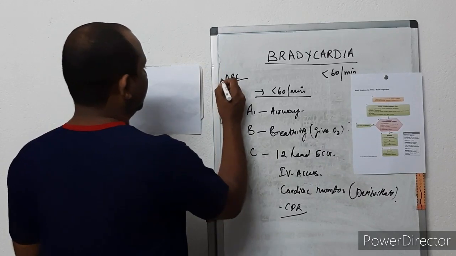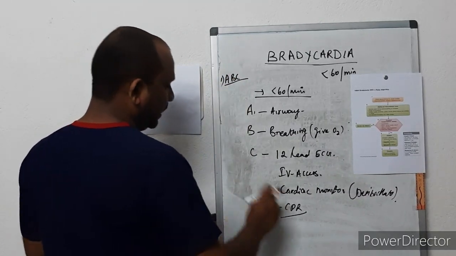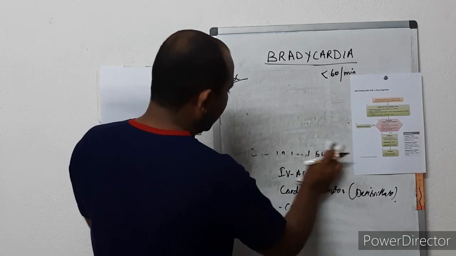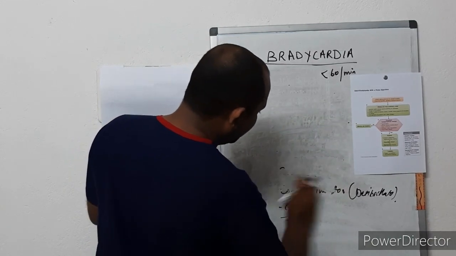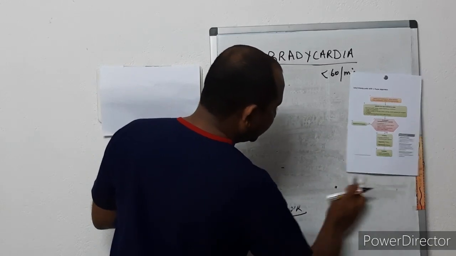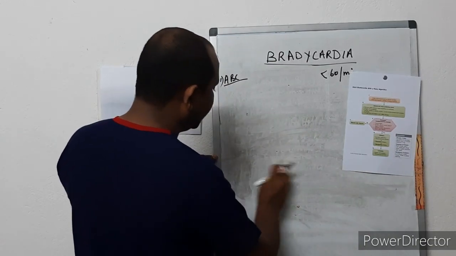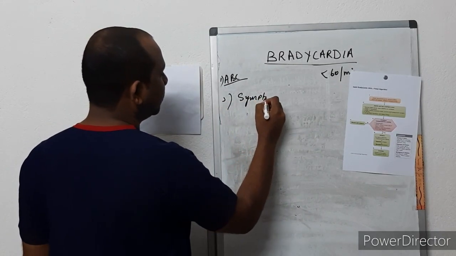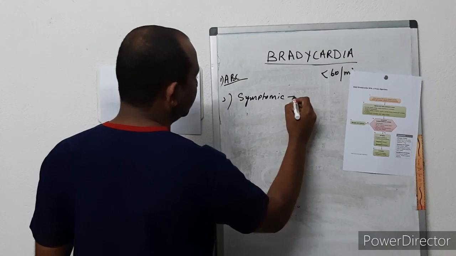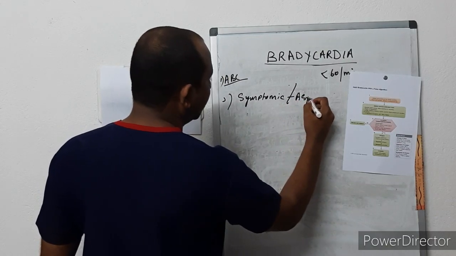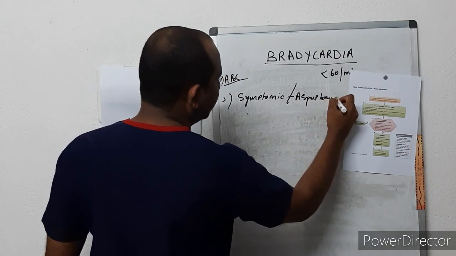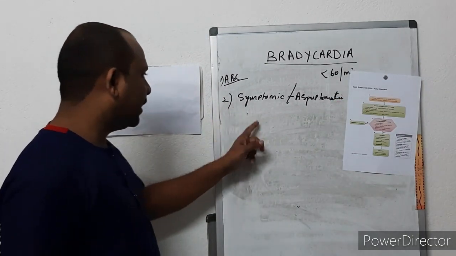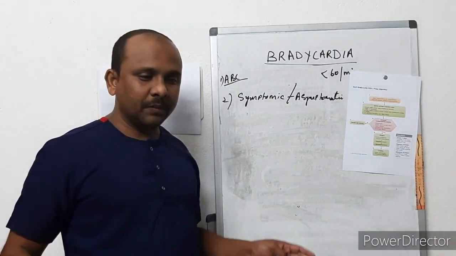What is the next step? First you stabilize the ABC. Second step, now we know that the patient is stable, everything is okay. Now the next step is to differentiate whether it is symptomatic or asymptomatic. How are you going to see that this is symptomatic or asymptomatic? How are you going to differentiate?